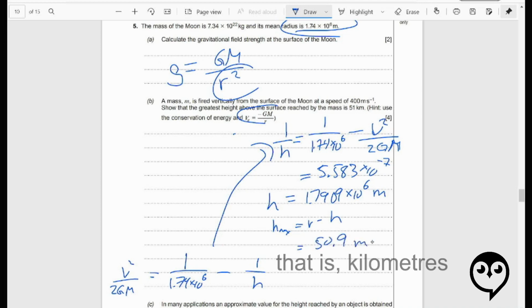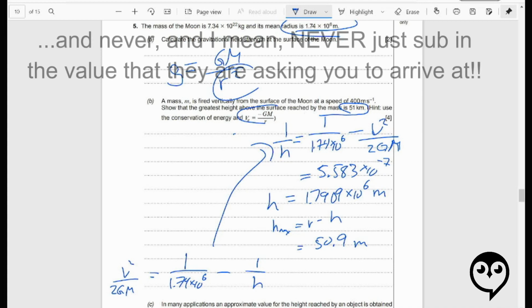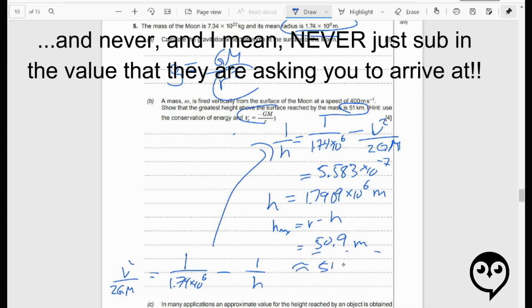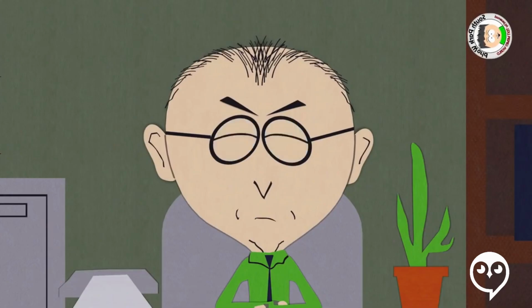That gives 50.9 kilometers. Now, I've seen in some exam boards when they say show that it's 51, they don't want you to round it right away. They want you to show the unrounded and say, therefore it's 51 kilometers.